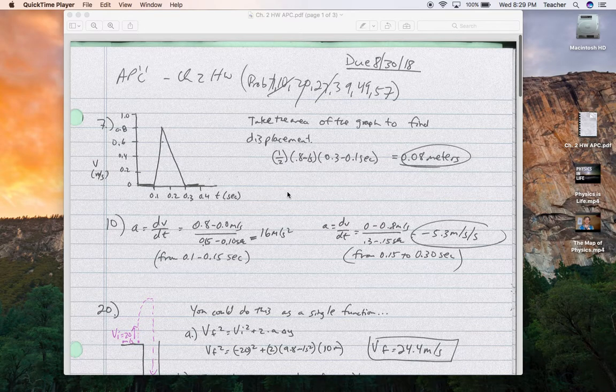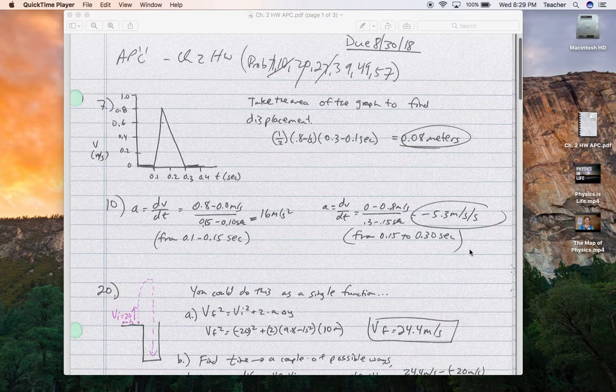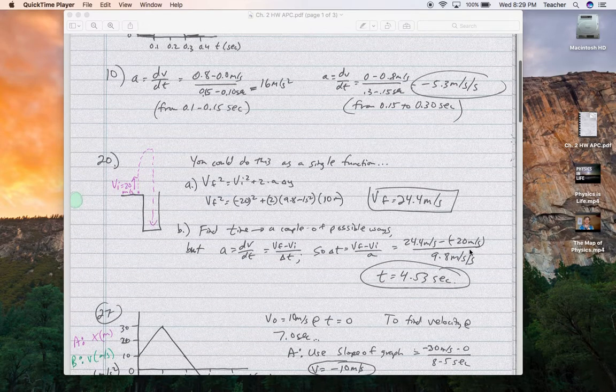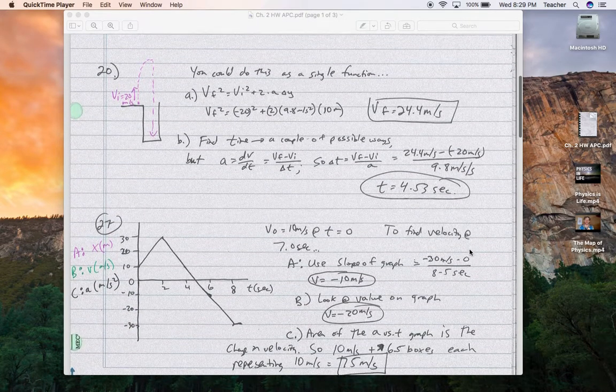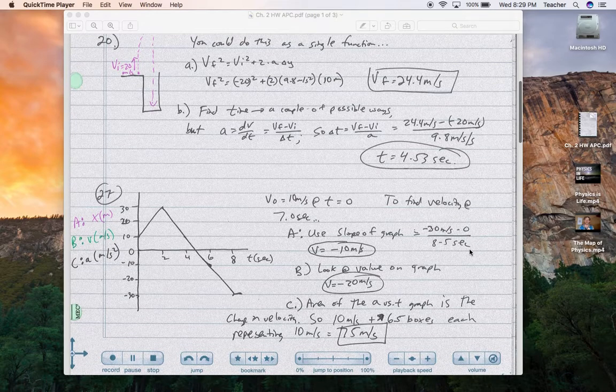For number 10, it's asking about the acceleration of the blood. Well, during this first phase here, the slope of the graph is 16 meters per second squared. In the second part of the graph, we've got 3 times as long for the same change in speed, but it's a negative change in velocity, and so it's negative 5.3 meters per second squared. Number 20 is an interesting problem, and I'll put that up there along with 27.